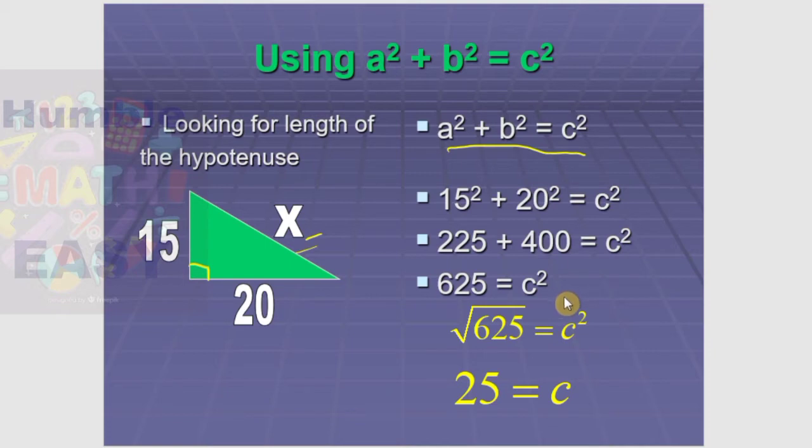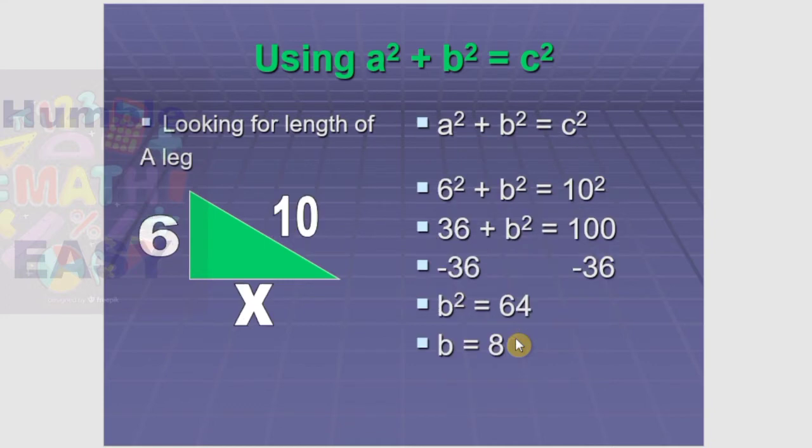Now, the sum of 225 and 400 is 625, which is equal to c squared. Then, take the square root of both sides. The square root of 625 is equal to the square root of c squared. So therefore, we could say that c, or the hypotenuse, is 25. Okay? Now, let's proceed to another example.